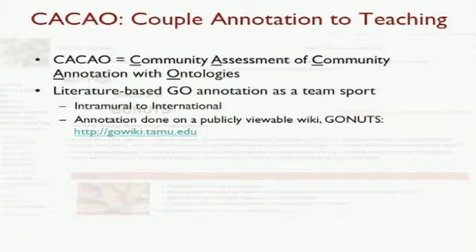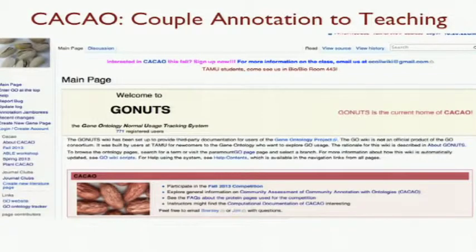And it's all done on this publicly viewable wiki, which we call GoNuts, which stands for the Gene Ontology Normal Usage Tracking System. It's the wiki for Go that was there before the Go Consortium had their own wiki, but we had to name it something different because they wanted their own.